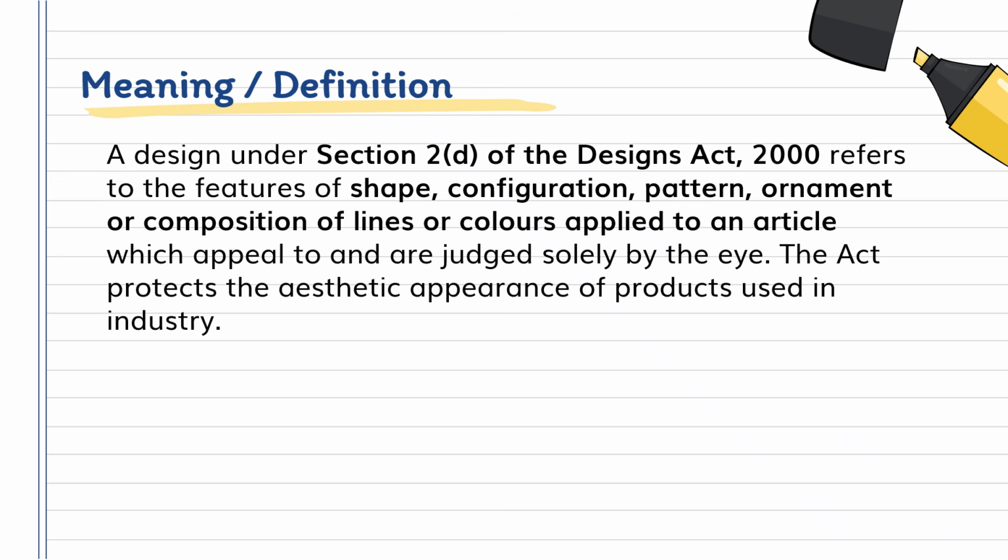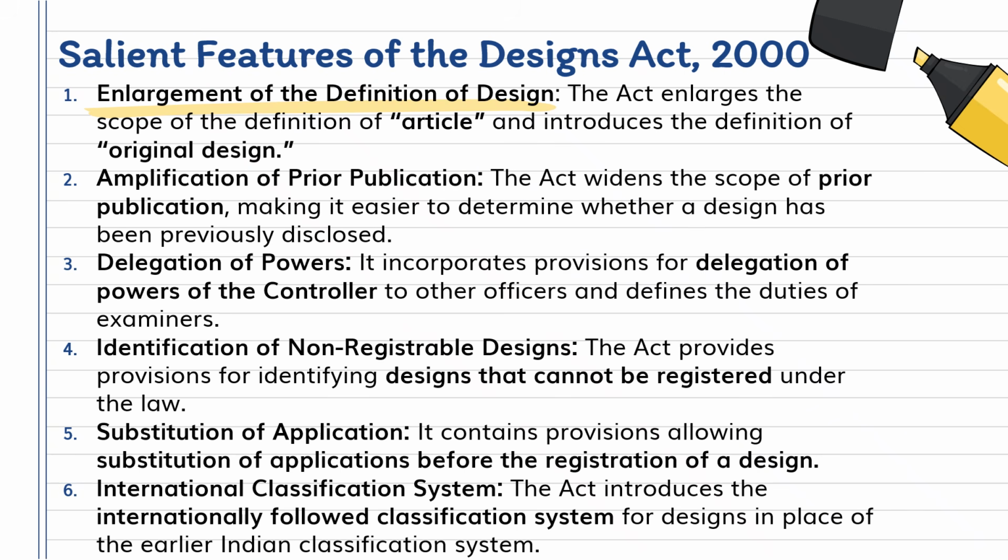Next, go to the next slide. Salient features of the Designs Act 2000. Now let us see some important salient features of the Designs Act 2000. First feature, enlargement of the definition of design. The Act enlarges the scope of the definition of article and introduces the definition of original design. It means the Act expanded the definition of the word article and introduced the concept of original design.